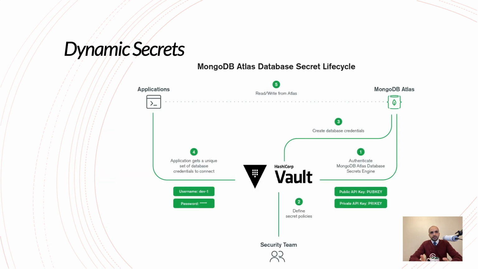Let's talk about dynamic secrets a bit. So how it happens is that firstly you have the security team going in and defining MongoDB Atlas as a secret engine. And then Vault is going to create some kind of database credentials. And then you have your application on the left. The application wants some kind of credentials to connect to MongoDB Atlas. Vault is going to create it and then give it to the application, so the application can use that specific username and password that is created for that specific application to connect to MongoDB Atlas.